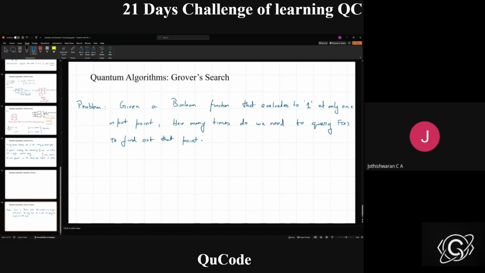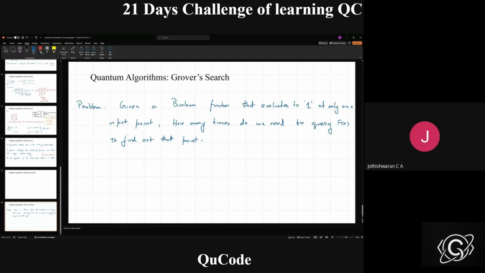If I have a Boolean function that evaluates to 1, like it has an output 1 at only 1 input point, everywhere else it will give me an output 0. If I have such a function, then how many times do I need to query the function to find out that point? Ideally speaking, we don't know. Like classically, I can query the function one at a time. Like at every point I will ask, let us say I'm even trying to choose randomly. Even if I choose randomly, the probability of me finding that 1 point is 1 by 2 to the power n, because there are 2 to the power n many outputs. So I will quickly write that here.